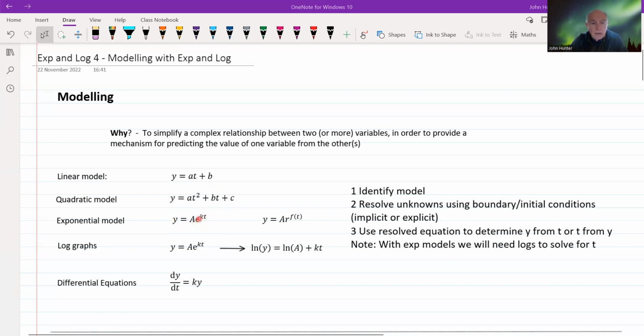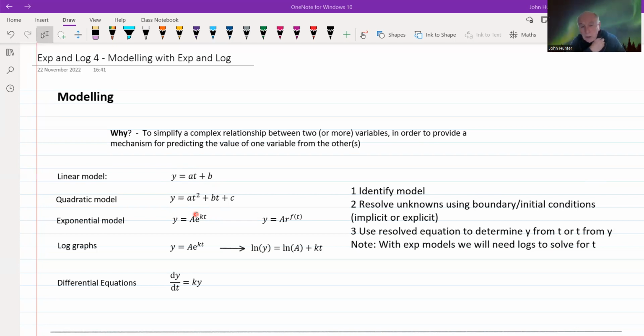y equals a e to the power of kt. So this is a fairly straightforward exponential model, and in this case, if k is positive, then we see the graph rising rapidly. K is always assumed to be a positive number, by the way, but if it's minus kt, then it will be an exponential decay. So that might reflect, say, the value of a car over time as it depreciates, something like that.